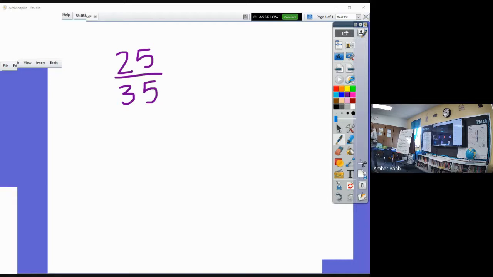All right. Now, what's your greatest common factor that they have with them? Okay, so now you're going to divide the top and the bottom by 5. So 25 divided by 5 and 35 divided by 5.